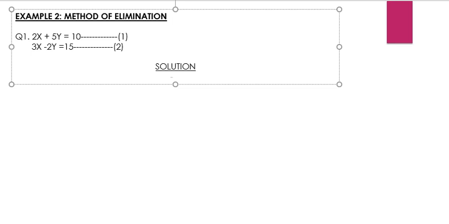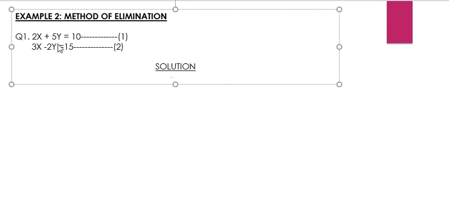Hey there and welcome. So we're going to take our second example using the elimination method, and we have similar equations but different values. For equation 1 we have 2x plus 5y giving us 10. For equation 2 we have 3x minus 2y giving us 15.